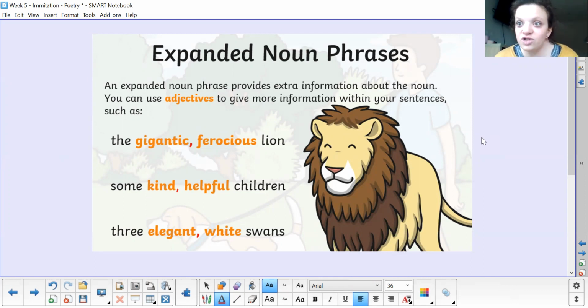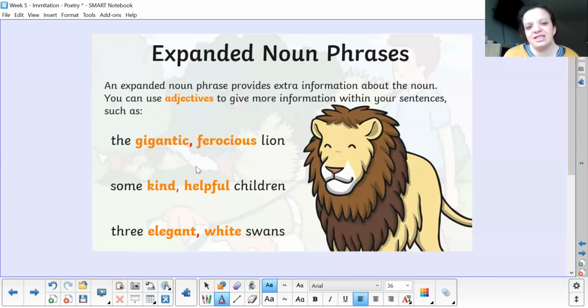Some kind, helpful children. So in year 2, we have some kind, helpful children. Rather than in year 2, we have some children. It's not selling you very well, but some kind, helpful children. Yeah, just like we do have. And on the pond, I saw 3 swans, or on the pond, I saw 3 elegant white swans.